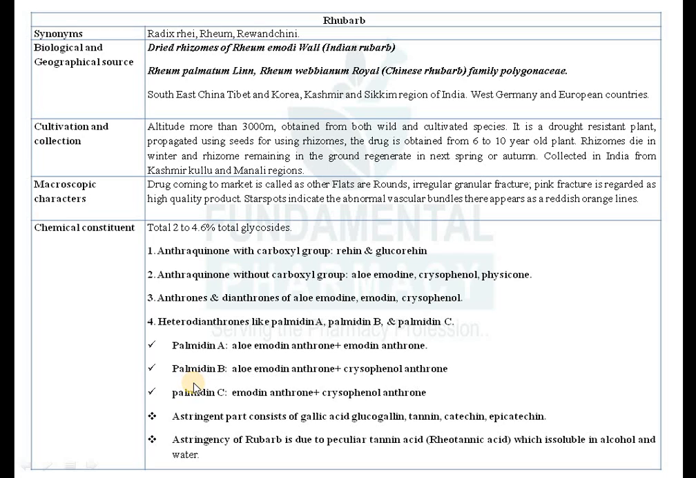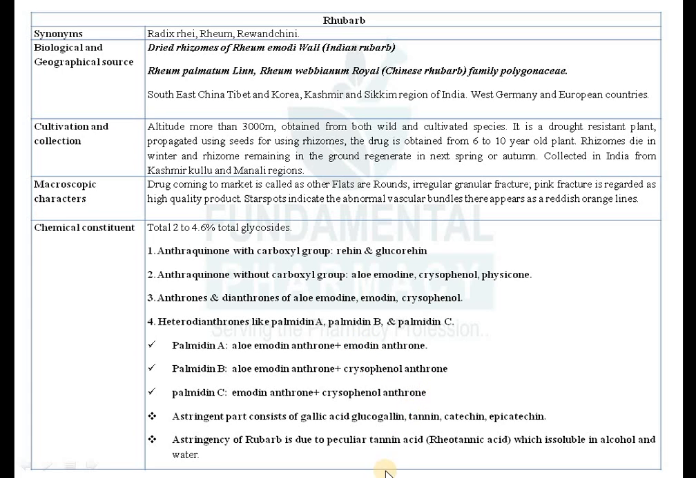palmidin A, palmidin B and palmidin C. There are 3 glycosides, palmidin A, B, C. So palmidin A is nothing but aloe-emodin plus emodin anthrone. Then palmidin B is nothing but aloe-emodin plus chrysophenol. Palmidin C is nothing but emodin anthrone plus chrysophenol. So chrysophenol plus emodin is palmidin C, aloe-emodin plus chrysophenol is palmidin B, aloe-emodin plus emodin anthrone is palmidin A.